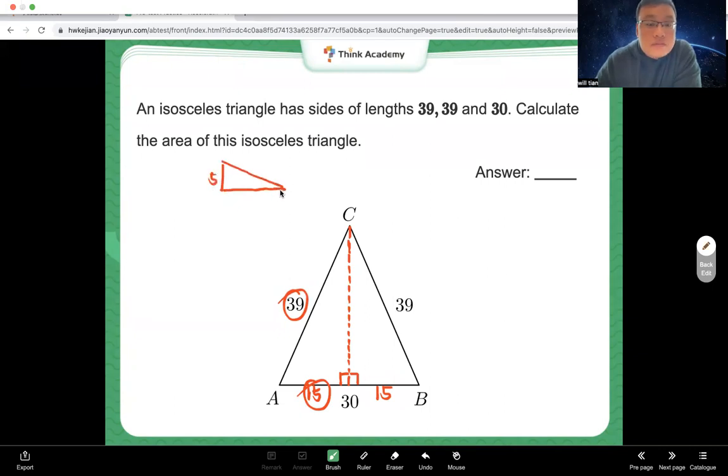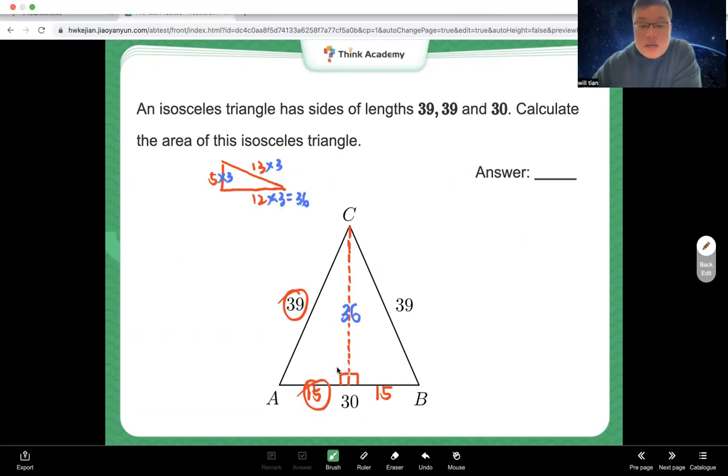5, 12, 13, right? So 15 equals 5 times by 3. And 39 is also 13 times by 3. That means the height of this triangle will be 12 times by 3, times by the same number. You got 36. And you got the height.